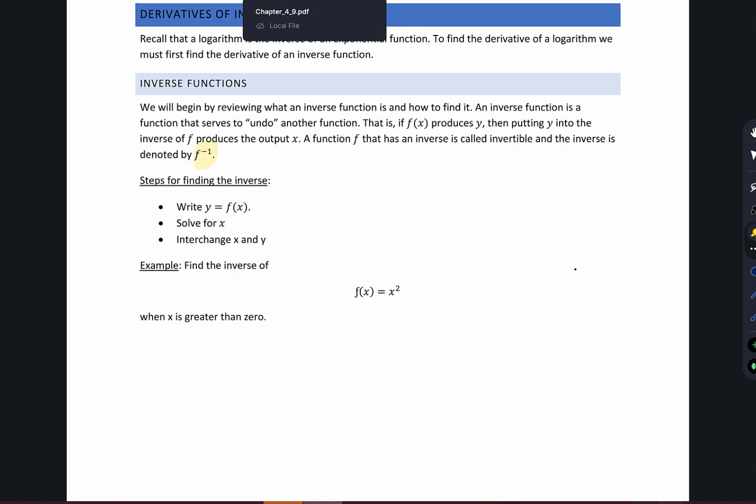So in general, the steps for finding an inverse are as follows. We write out y is equal to f of x, we solve for x, and then we interchange x and y. So to start out with, let's look at an example.